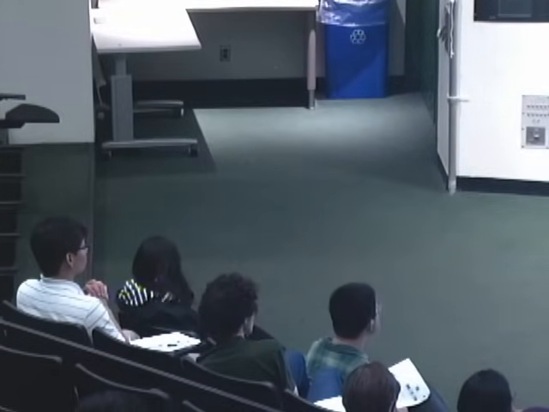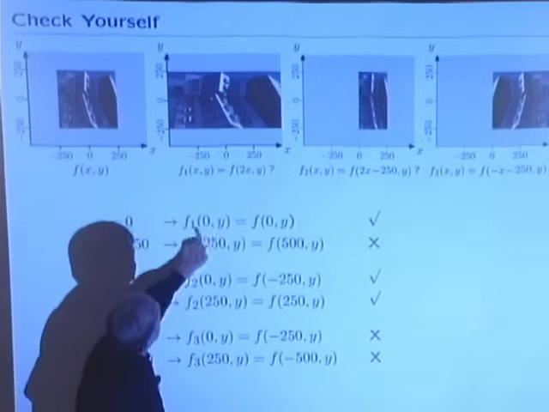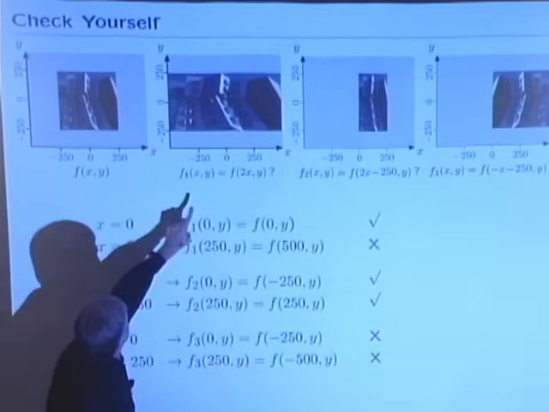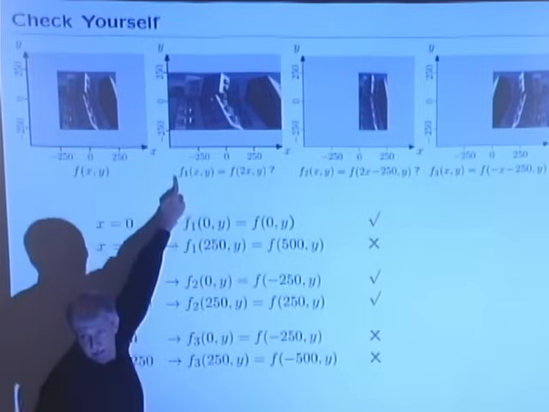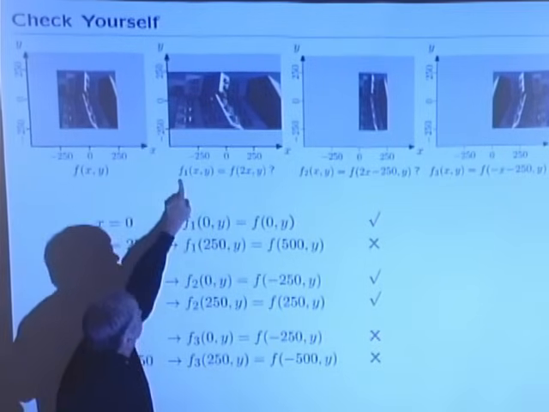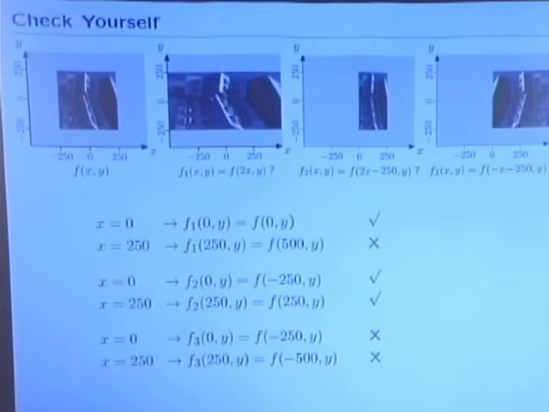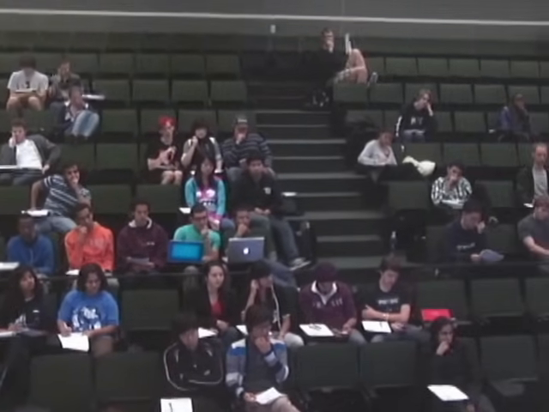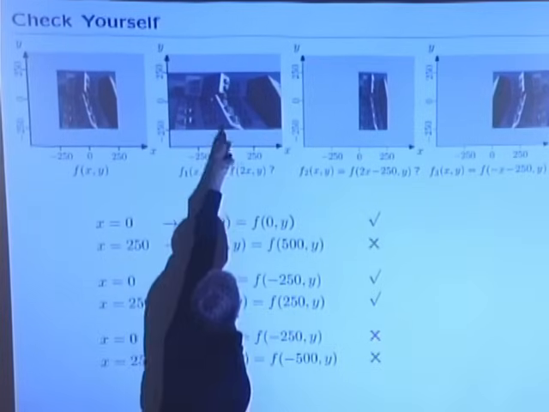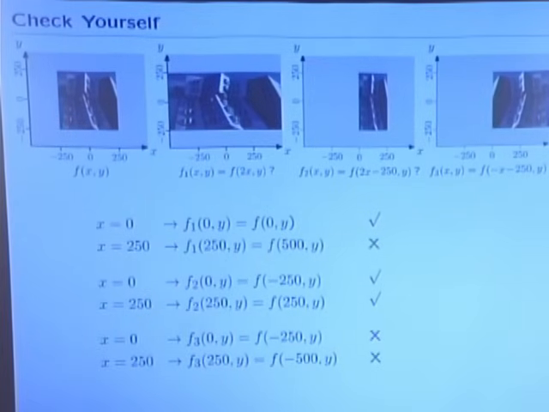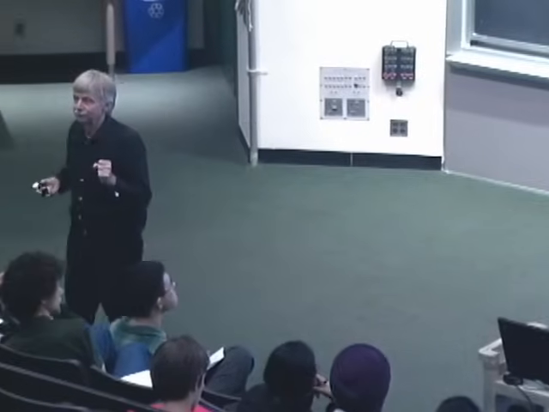If you substitute at x equals 0, then looking at this transformation, the claim would be that f1 of 0 is the same as f of 0. Is that true? f1 of 0 bisects Stata. f of 0 bisects Stata. So yeah, that's the right thing. Everybody see that?